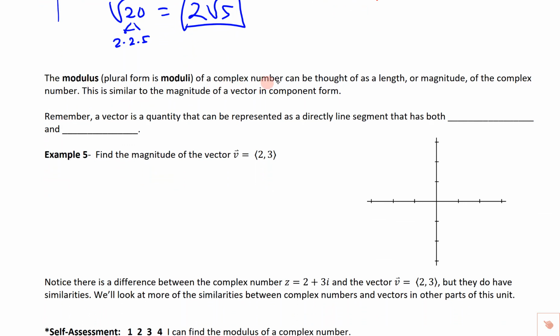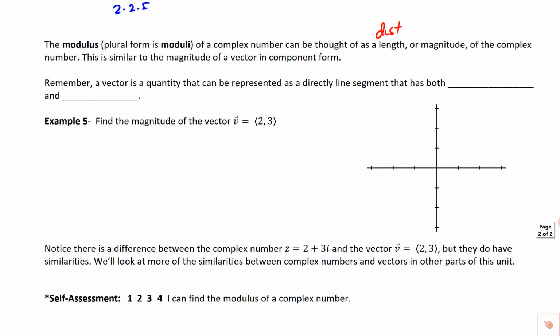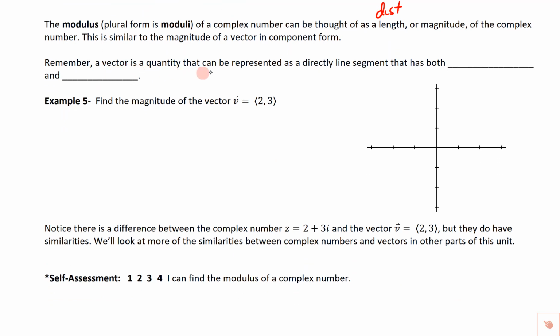So the modulus of a complex number can be thought of as a length or a magnitude of the complex number. We've used an R for radius, the length, thinking of that as the distance, like the absolute value. But we could also use the word magnitude here. And this is very similar to the magnitude of a vector. So remember back when we dealt with vectors, a vector is a quantity that can be measured as a directed line segment that has both magnitude and direction.